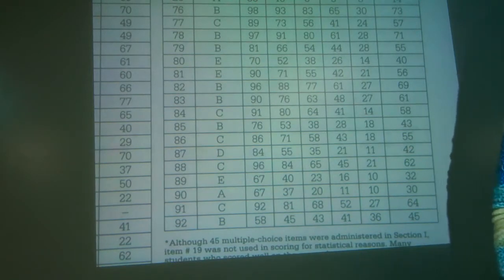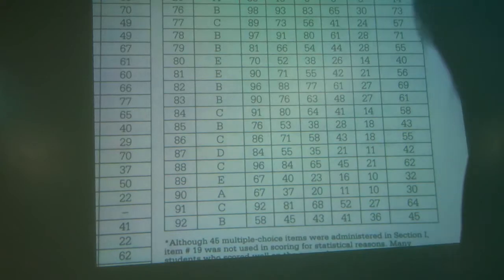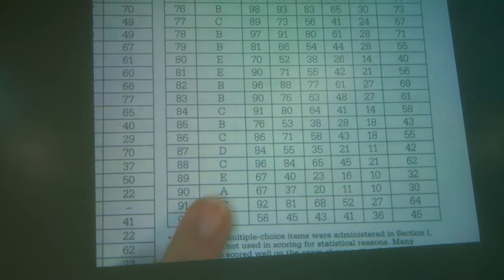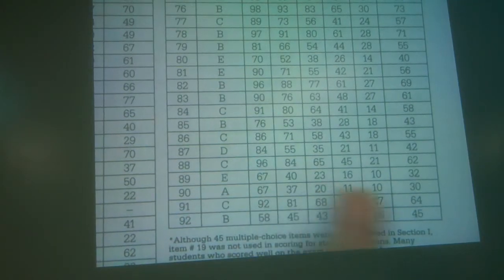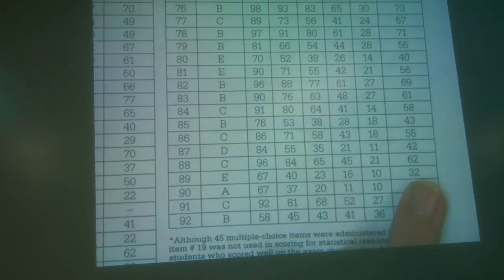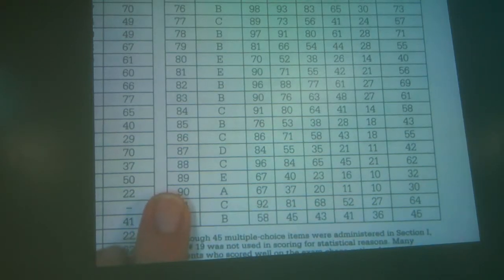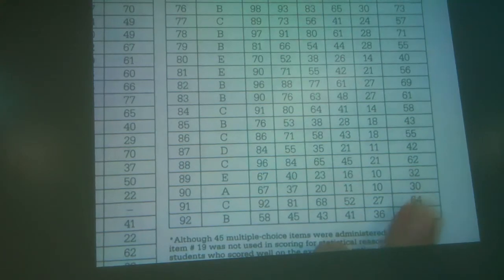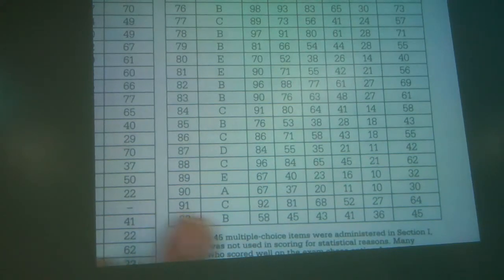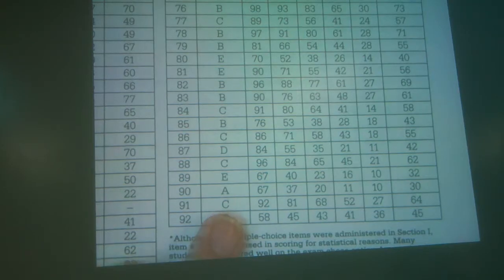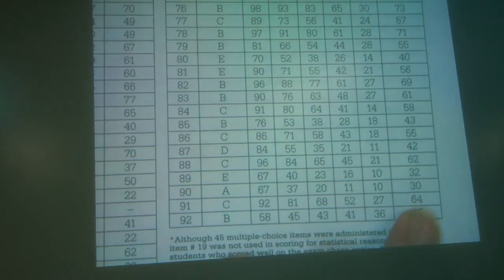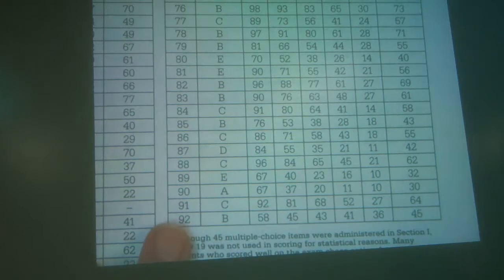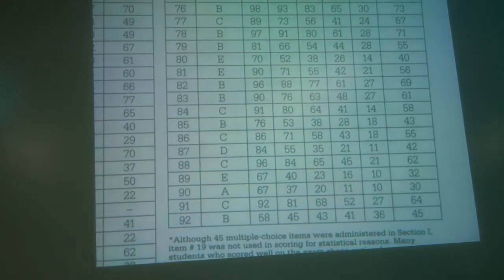88 is C. 62% got that right. 89 is E. 32%. 90 is A. 30%. 91 is C. 64%. And 92 is B. 45%.